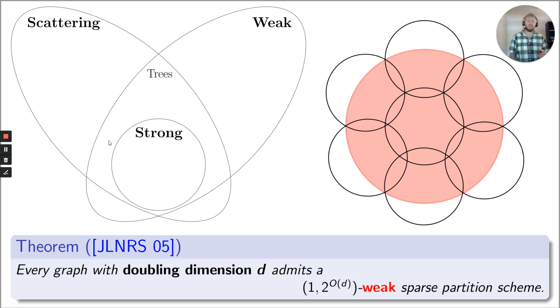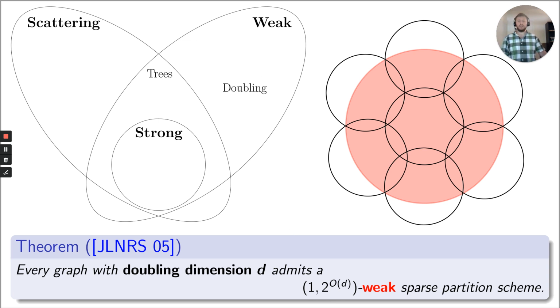Okay. The next family I want to discuss is the family of doubling dimension. We say that a metric space has doubling dimension d if every ball of radius R can be covered by at most 2 to the d balls of half the radius. This, in a sense, tries to generalize the Euclidean dimension, and indeed every Euclidean space of dimension d has doubling dimension asymptotically d. And we say that a graph has doubling dimension d if the induced shortest path metric has such dimension. I'll show that if a graph has doubling dimension d, then you can construct a weak sparse partition scheme with parameters 1 and exponential in d.